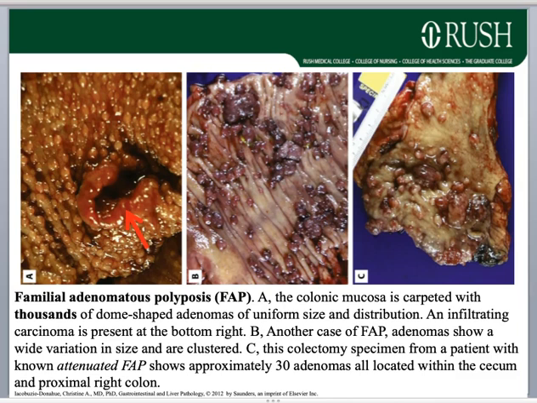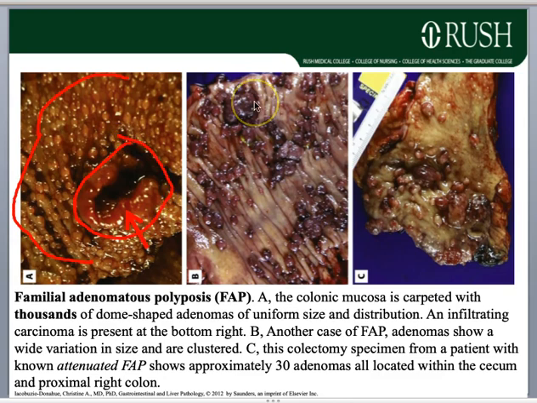In the panel on the left, you can see that the colonic mucosa is carpeted by innumerable dome-shaped adenomas with an infiltrating carcinoma present, indicated by the arrow here. The middle panel shows another case of FAP in which the adenomas show wide variation in their size, from these larger polyps to tiny polyps like this, with intervening normal colonic mucosa in between.